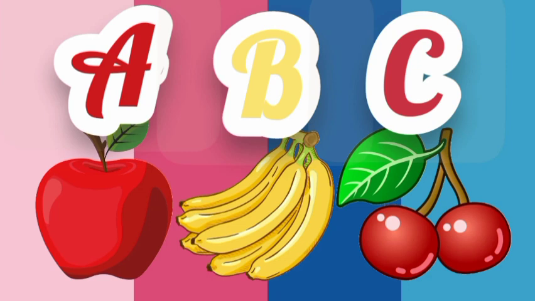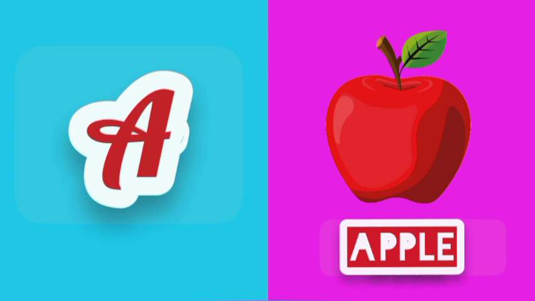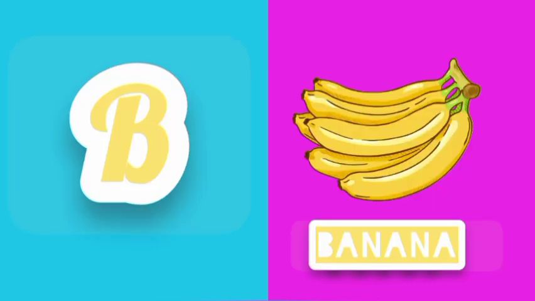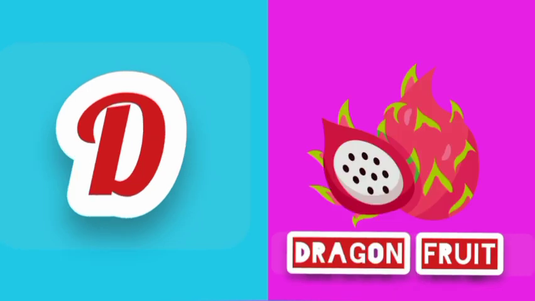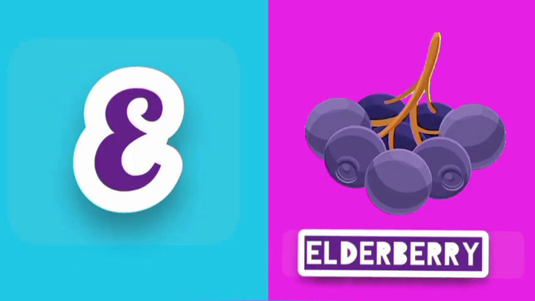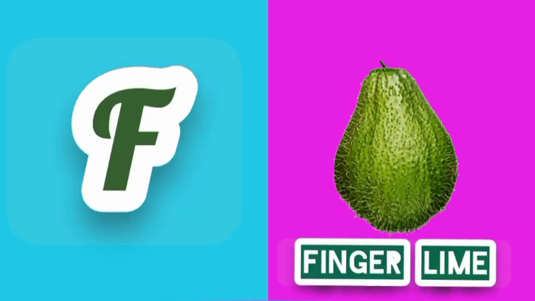Fruits from the alphabets. A for apple. B for banana. C for cherry. D for dragon fruit. E for elderberry. F for finger lime.